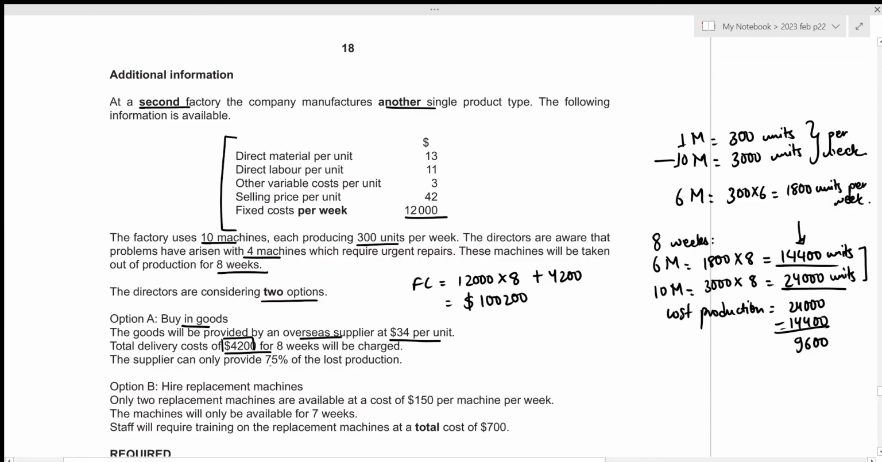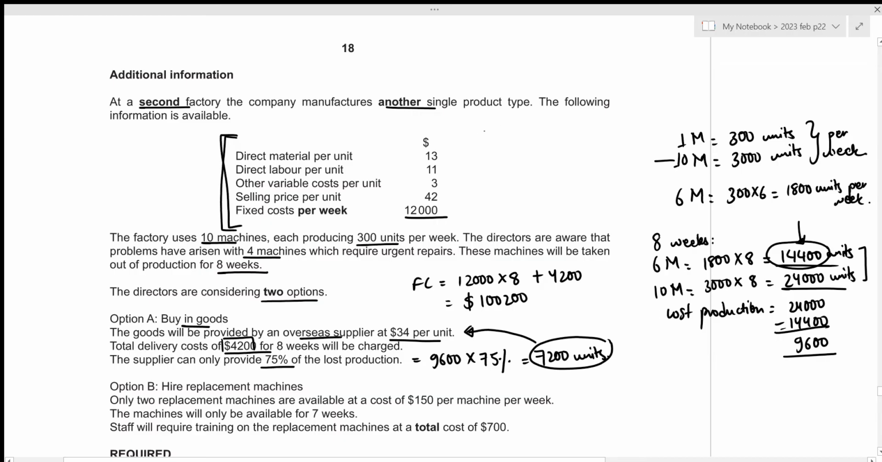Alright, then the supplier can only provide 75% of the lost production. So we have the total lost production of 9,600, but the supplier will only be able to provide 75% of this, which is 7,200 units. So what this means is that we'll buy 7,200 units at the rate of 34 per unit, whereas we'll produce 14,400 units at this rate.